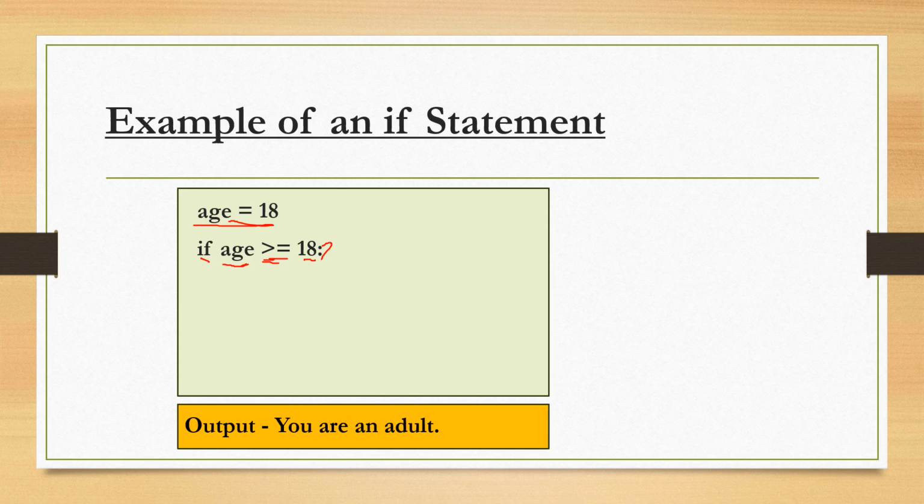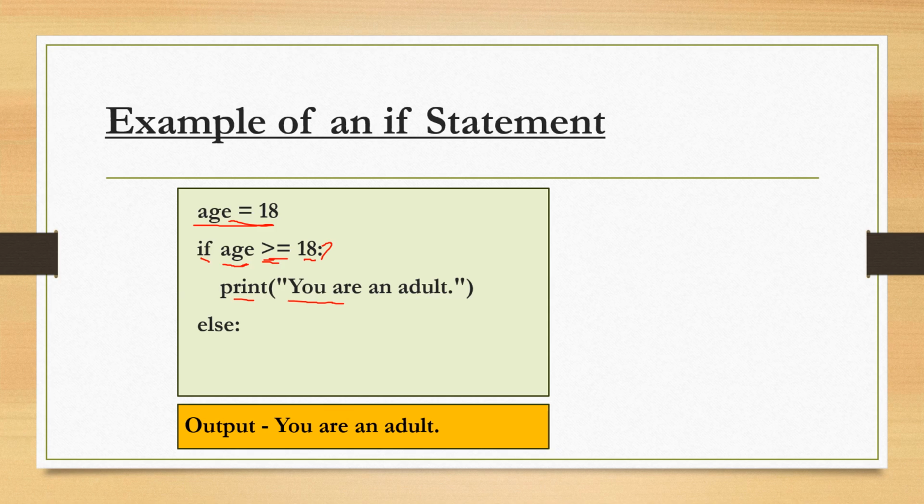Now if the condition is true, then what will be done? It will print this sentence: you are an adult. When we say that 18 plus is an adult, we are checking that by using Python. So we are checking that if age is greater than or equal to 18, then you are an adult.